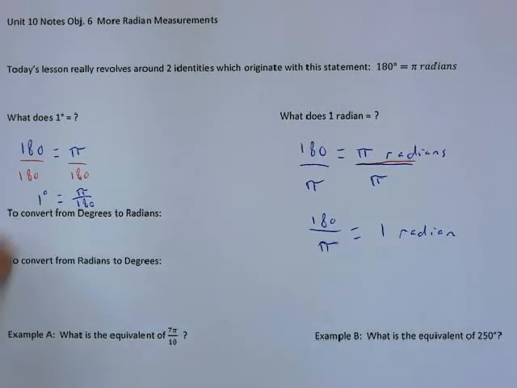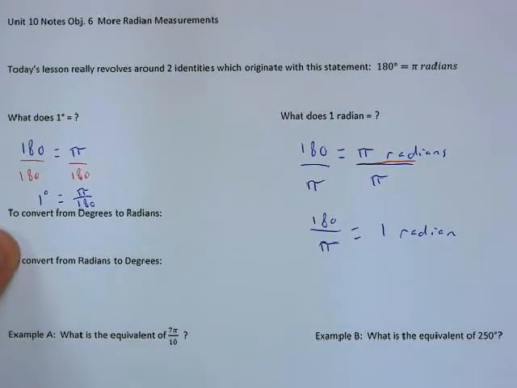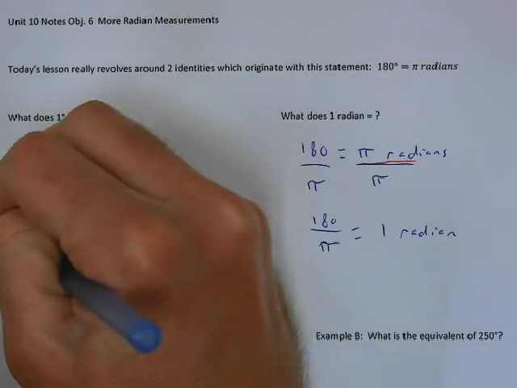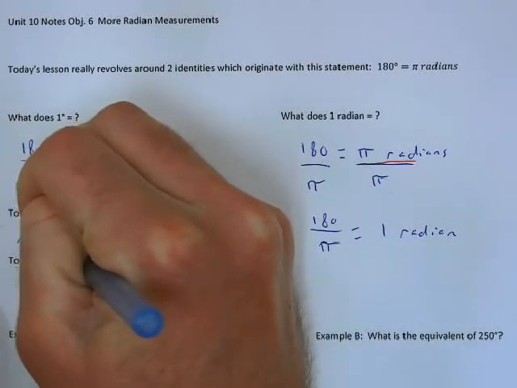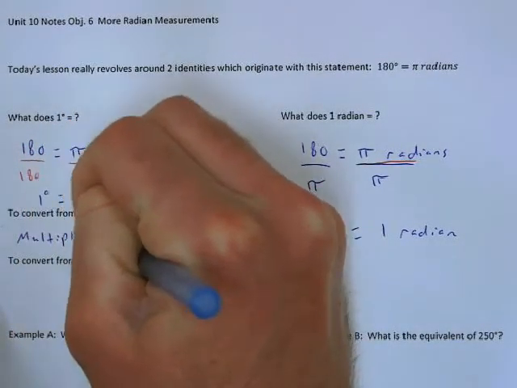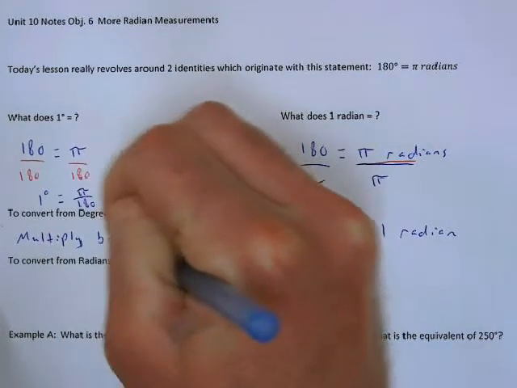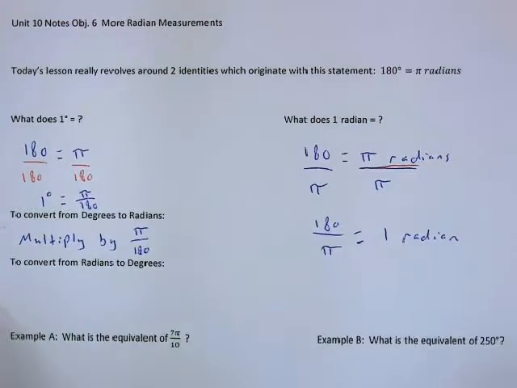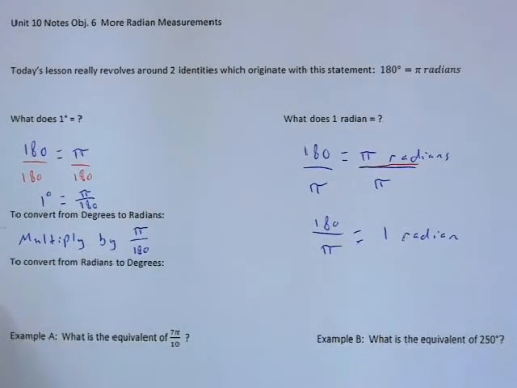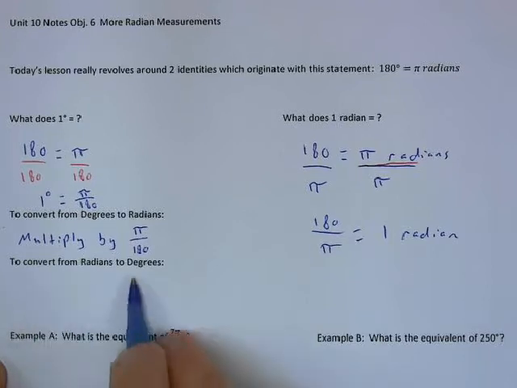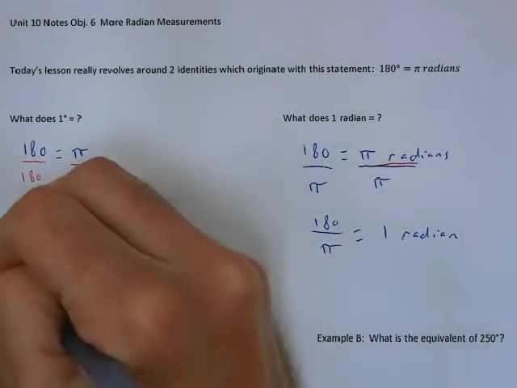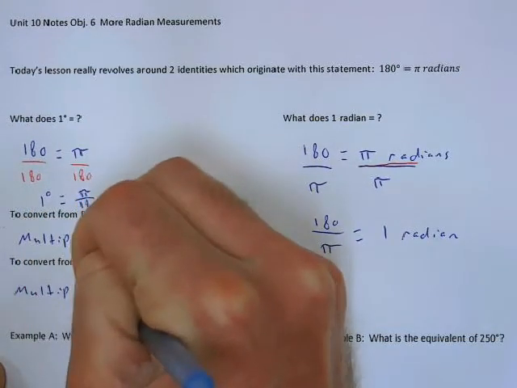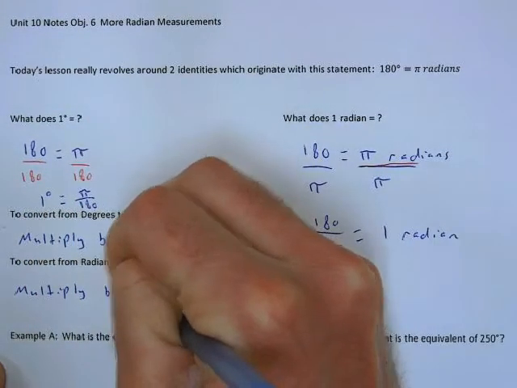Basically, this is what we need to know. How do we convert from degrees to radians? Well, if I have degrees and I want to put it in radians, I want to multiply by pi over 180. Sorry, hopefully you can read that. Multiply by pi over 180. And if I want to convert from radians to degrees, what do we do? Well, we multiply by 180 over pi.